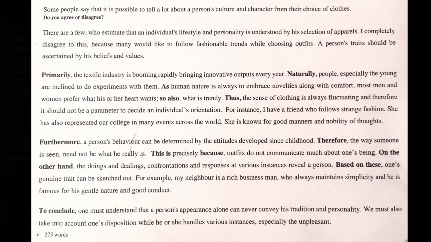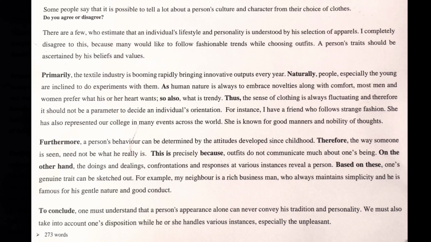Now I use the linking word as. The word as we use to give a reason. Okay, here I am going to say why people try new arrivals. I write, as human nature is always to embrace novelties along with comfort, most men and women prefer what his or her heart wants. So also what is trendy. With the linking words as and so also, I gave an explanation or reason for the previous sentence.